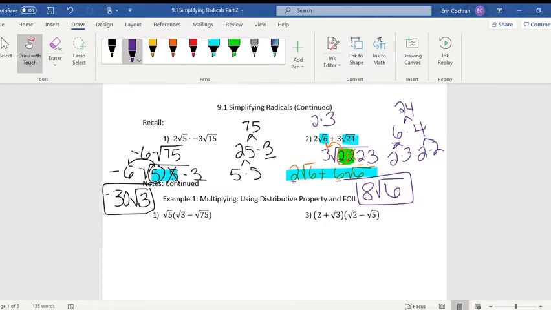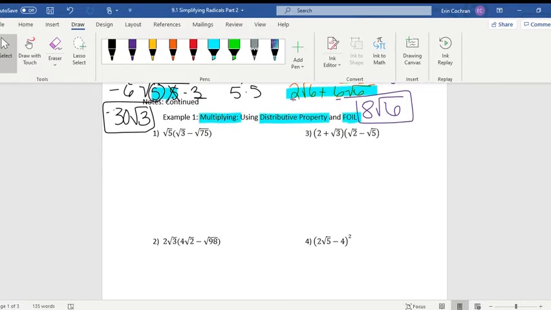Now, today what we're going to start with is multiplying radicals, which we've done obviously in Recall 1. But we're going to look at it using the distributive property and FOIL. Okay. And remember, FOIL was used when we had 2 binomials. All right, so as I'm looking at number 1 here, we're going to just do the same thing. We're going to distribute, okay?